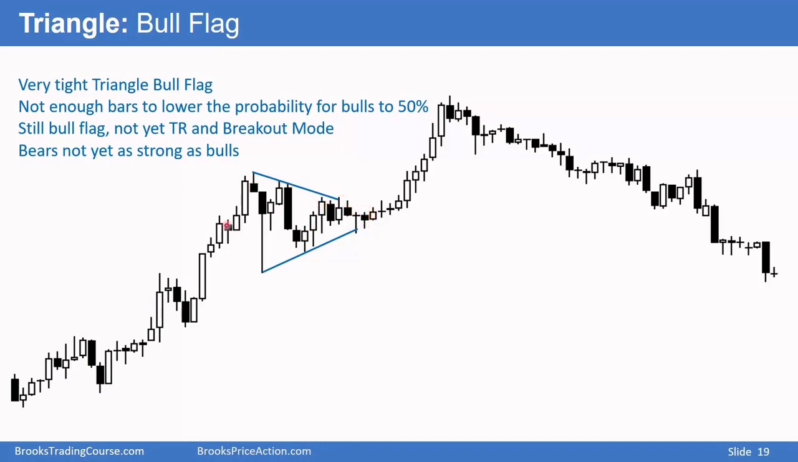I still call it a pullback. There are fewer than 20 bars, and therefore the odds are the trend before it is still in control. This is still a bull flag and a bull trend. Once you start to get 20 or 30 bars, I start using the term trading range. This is a small triangle, less than 20 bars. The odds are the bull trend will resume. That will get a bull breakout. And therefore, it's not breakout mode. It's a bull flag.